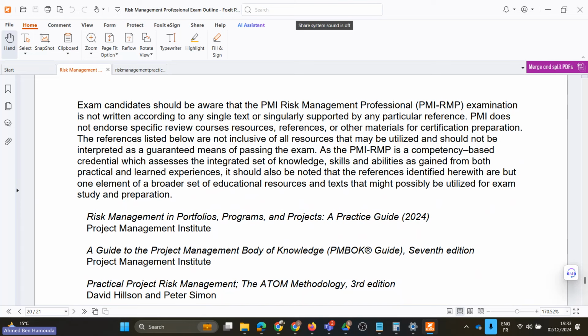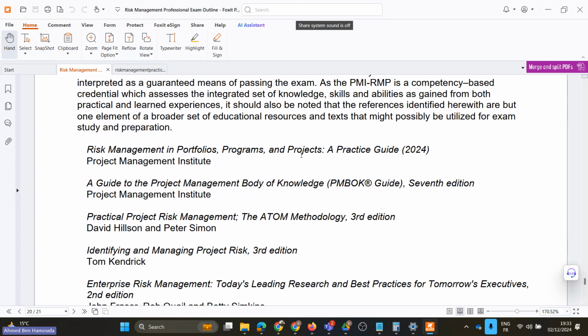PMI does not endorse specific course resources. You can actually take the training with whatever company you want. However, below here, PMI actually states some of the references. It says here, the references identified herewith are an element of a broader set of educational resources and texts you might possibly be using for your exam study and preparation.